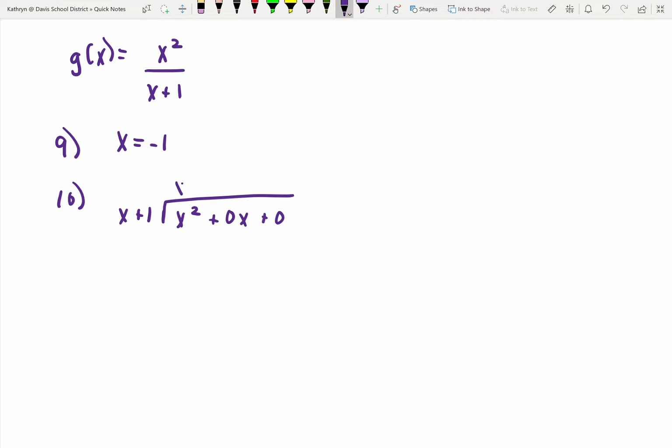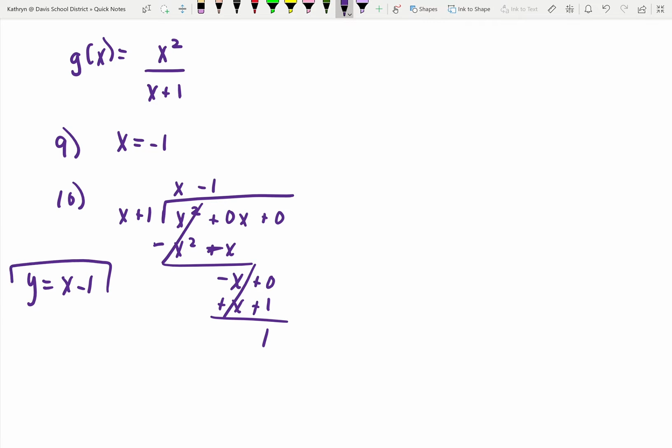What do I multiply by x to get x to the second? That's an x. Distribute x to the second plus x. Change my signs. Those cancel. I get a negative x. Bring down the 0. What do I multiply by x to get negative x? That's a negative 1. Distribute. That's a negative x minus 1. Change my signs. That's my remainder. I throw it out, and it's y equals x minus 1. If you don't have the y equals, my guess is you will probably not get any points. Okay? Okay, question number 11.